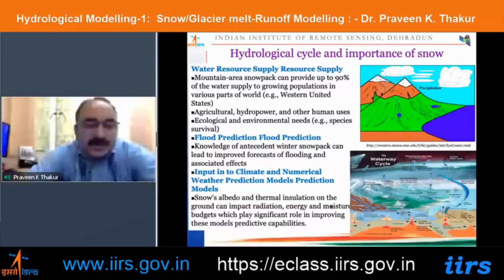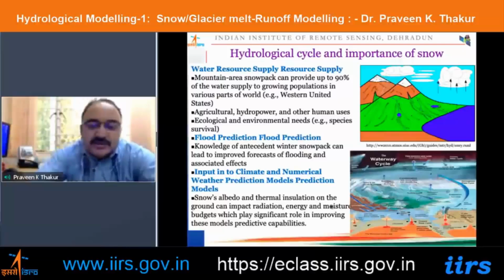So thermal insulation can be provided by this one. This insulation and energy feedback are very important for the global circulation models in keeping the overall climate of the planet Earth under control. See the mountains.